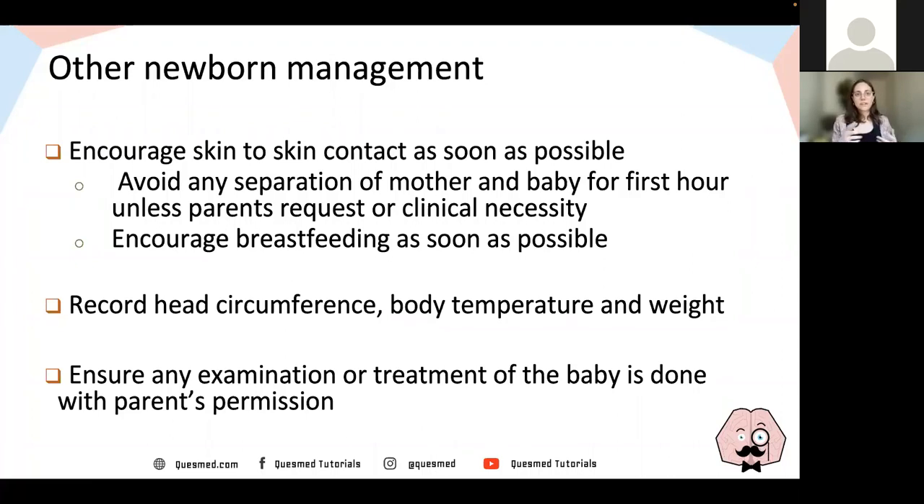Other things you do are recording head circumference, body temperature, and the weight of the baby. And obviously you'd want to do any of these things with consent and permission, and try to minimize the things that you need to do at this stage, because it is quite a precious moment for everyone involved.